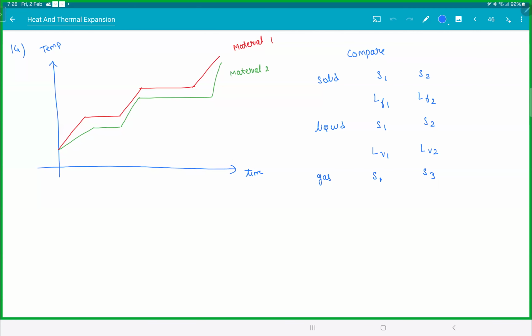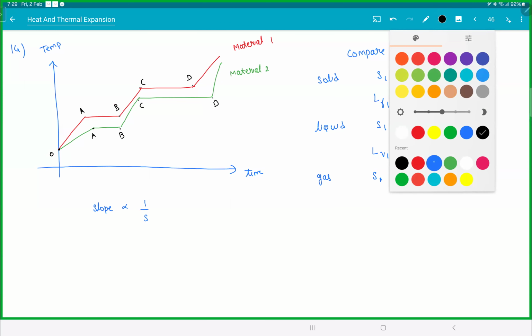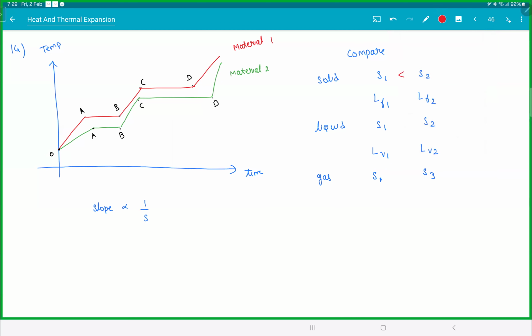What is the answer? First one. Who has more slope, the red or the green one initially? The red one has more slope, so S2 must be greater. The slope is proportional to 1 by S. The more slope, the less specific heat capacity. Then between S1, S2, maybe if I name them now, you will get it, I guess. O, A, B. Between BC, who has more slope? Green has more slope. This guy.